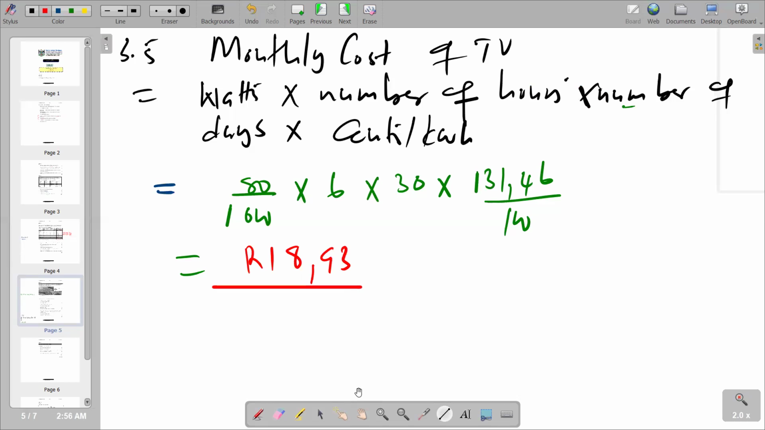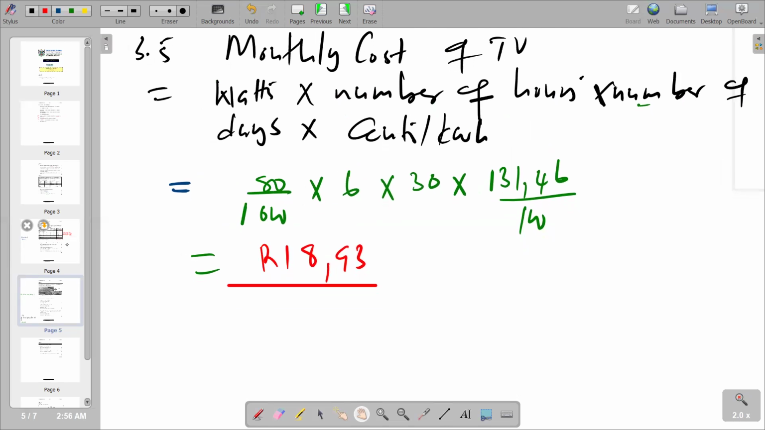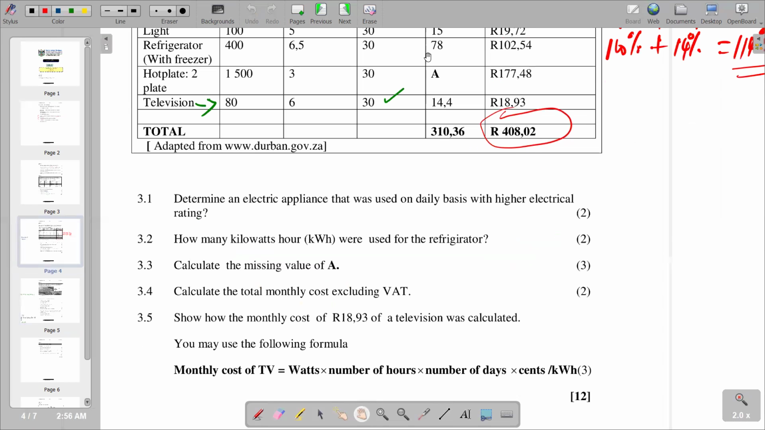So this is what we have. We move on to the next question. Of course, this is going to be the last question that we have on question 3. So we are going to move to our question 4.